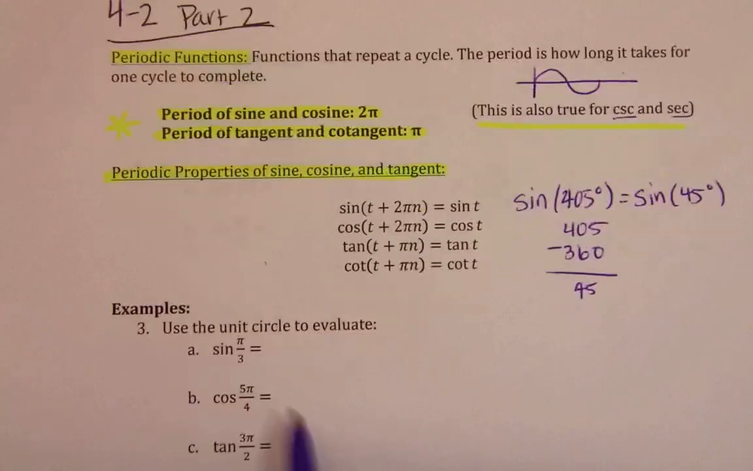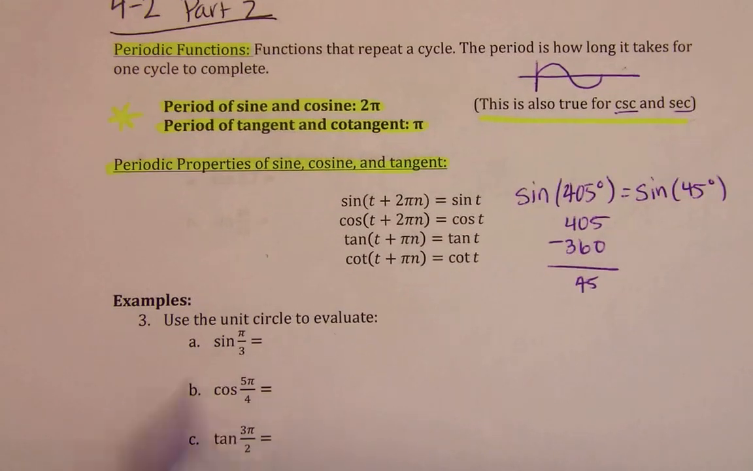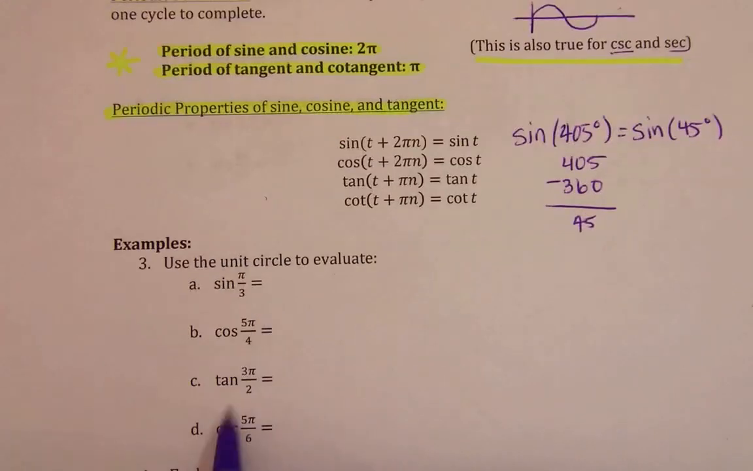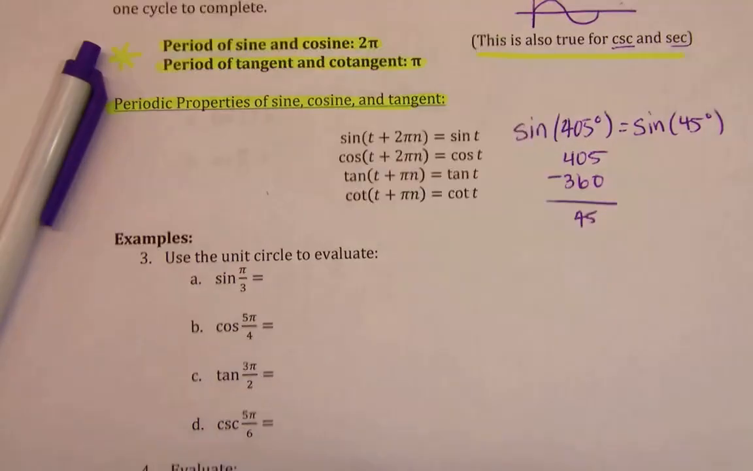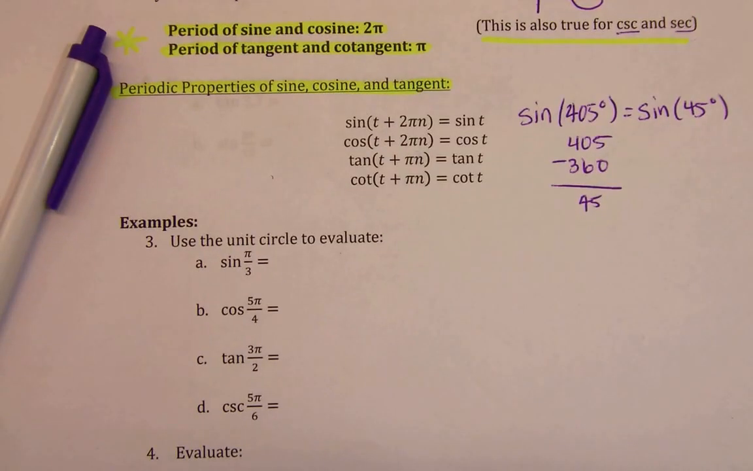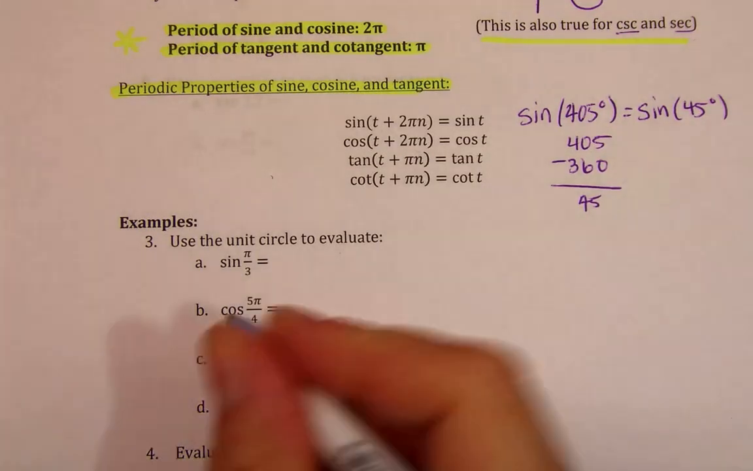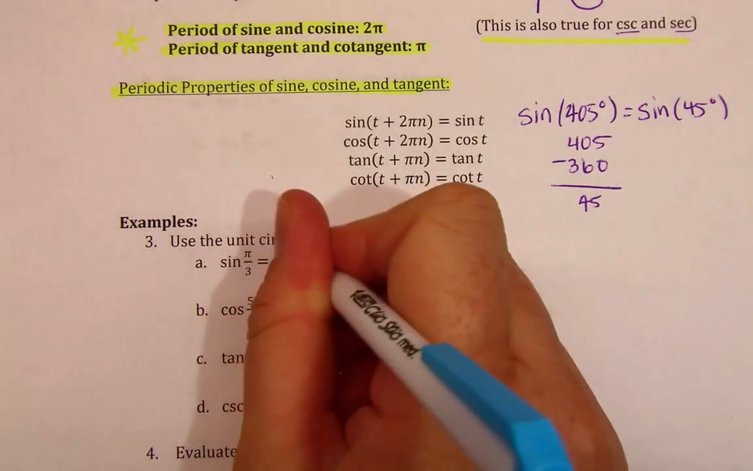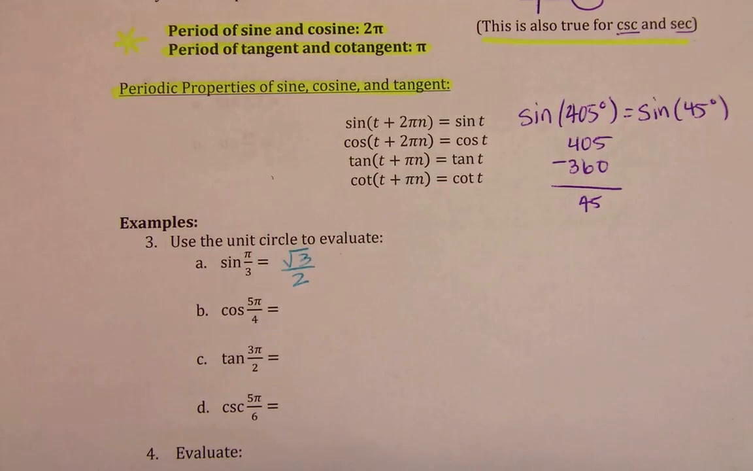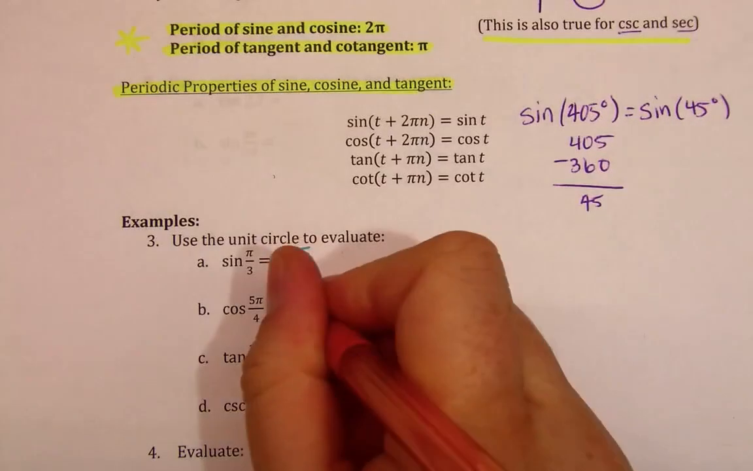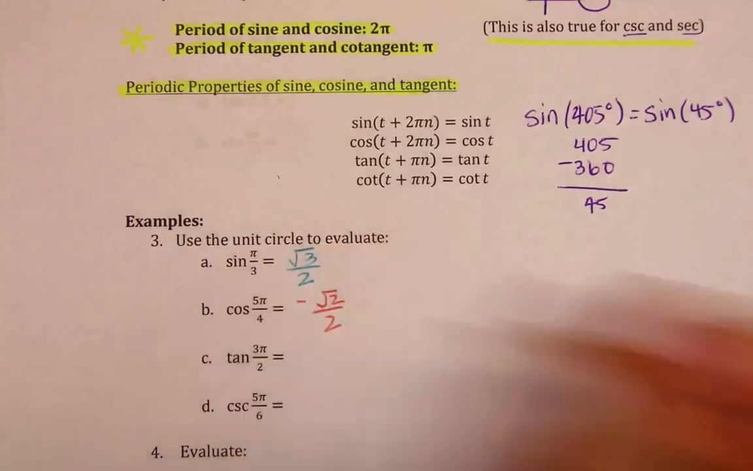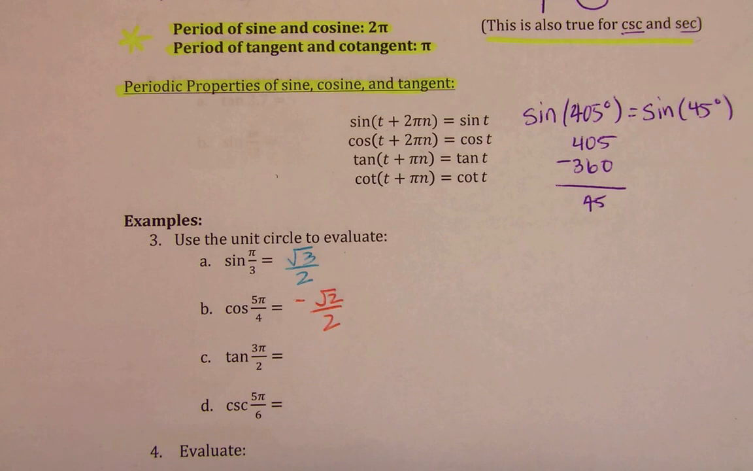Now, we're going to go ahead and evaluate some angles on the unit circle. And the nice thing about all of these angles is they're ones that we have to have memorized already for the unit circle. So sine of pi over 3 is going to be root 3 over 2. Again, that's one on your unit circle that you've got to have memorized. Cosine of 5 pi over 4 is going to be negative root 2 over 2. Again, one you have memorized.